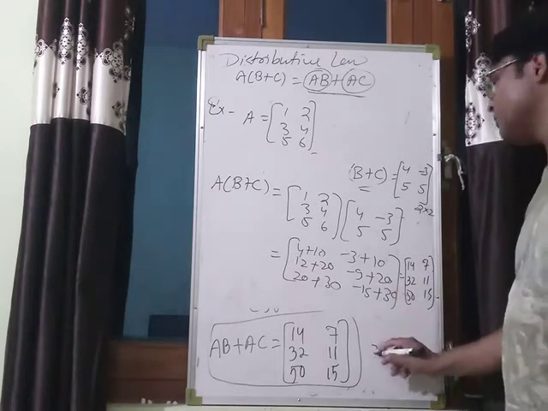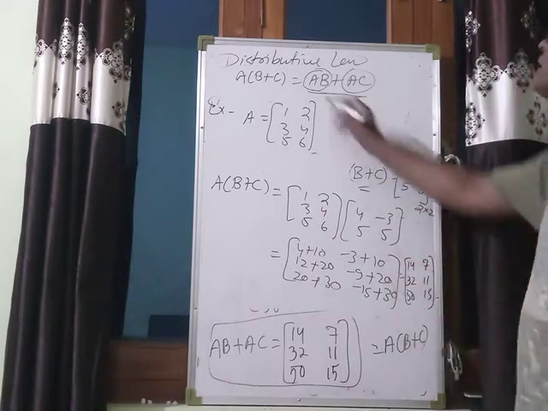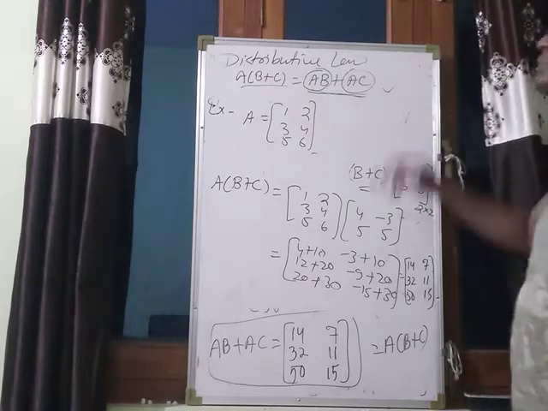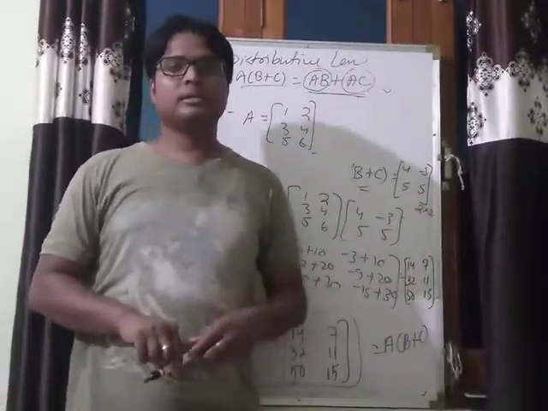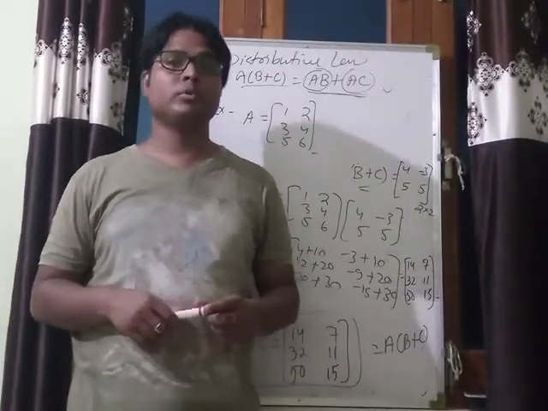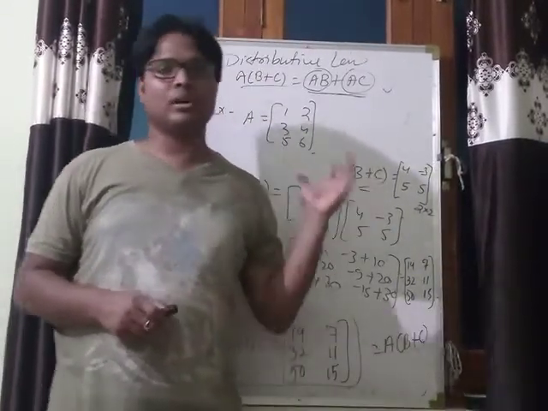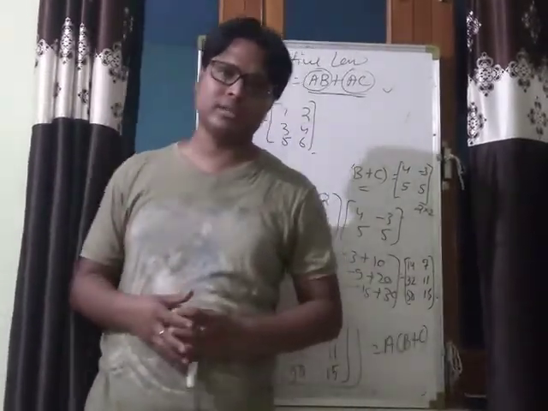Clearly from here we will see that A into (B plus C) is equal to AB plus AC. Okay. So this is enough for today. Next time we will see some more properties of matrix multiplication, also some problems from the exercise. Thank you.